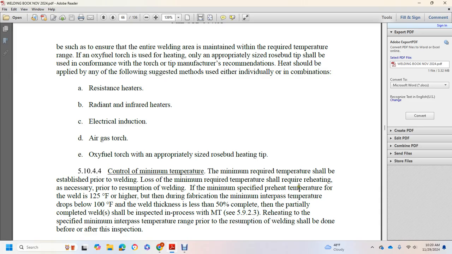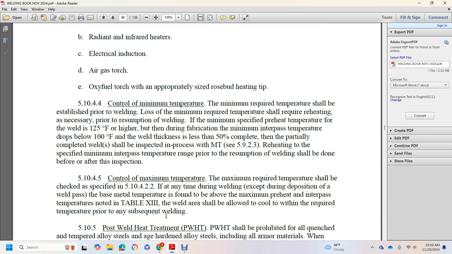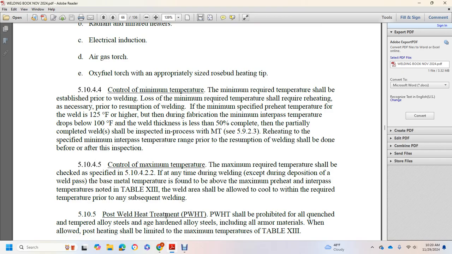If the minimum specified preheat temperature for the weld is 125 degrees Fahrenheit or higher during fabrication, the minimum interpass temperature drops below 120 degrees Fahrenheit. If the weld thickness is less than 50% complete, then partially completed welds should be inspected with magnetic testing. Preheating to the specified minimum interpass temperature range before resumption of the welding should be done before and after the inspection.